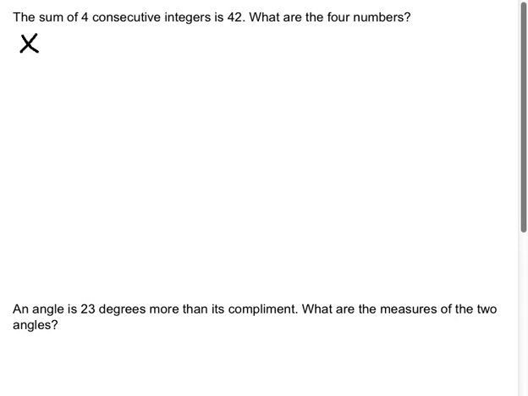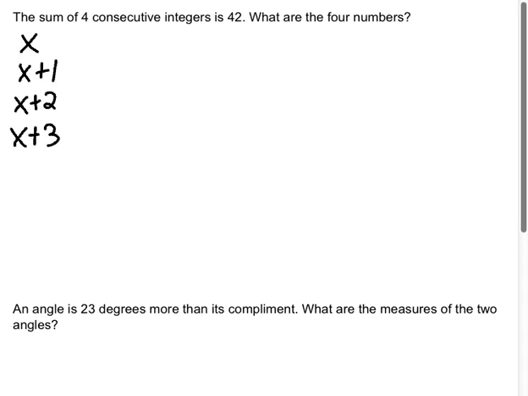But to be a consecutive integer, consecutive means in a row. So to be integers that are in a row, the next one would be x plus 1. The one after that would be x plus 2. The one after that would be x plus 3. So I'm creating integers that are all in a row because I'm just adding 1 each time to get the next integer. All right, so now I have my 4 integers.